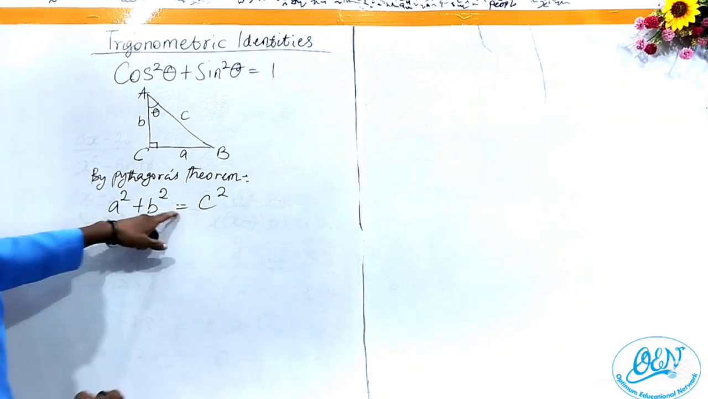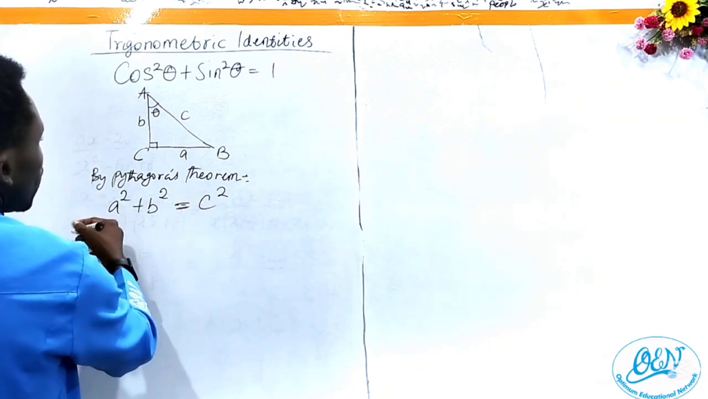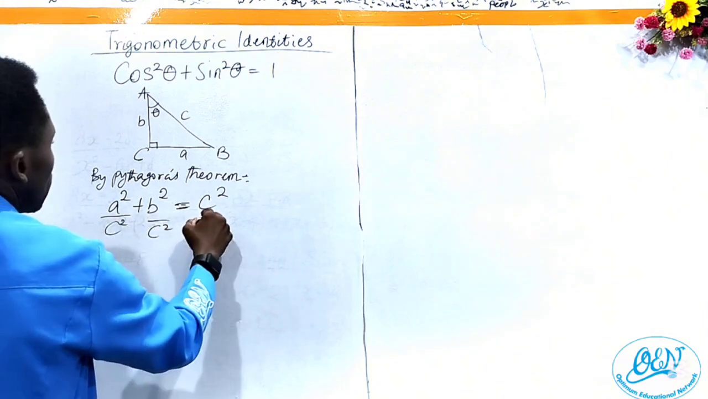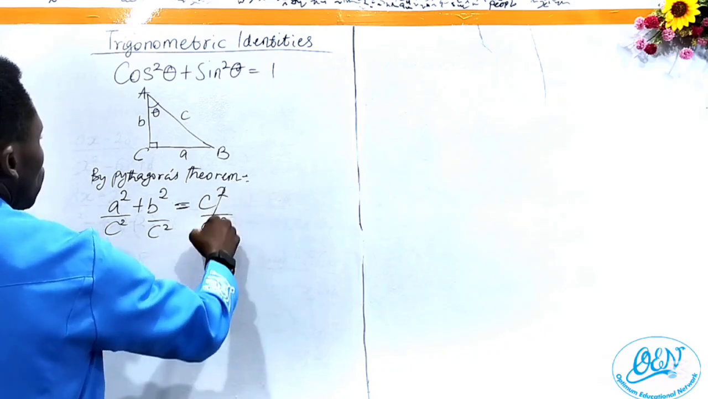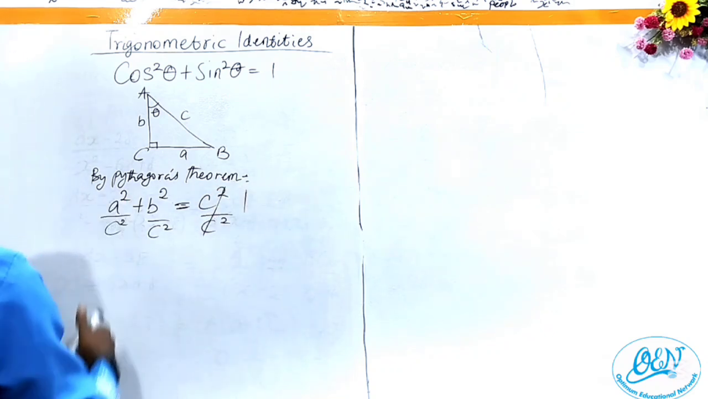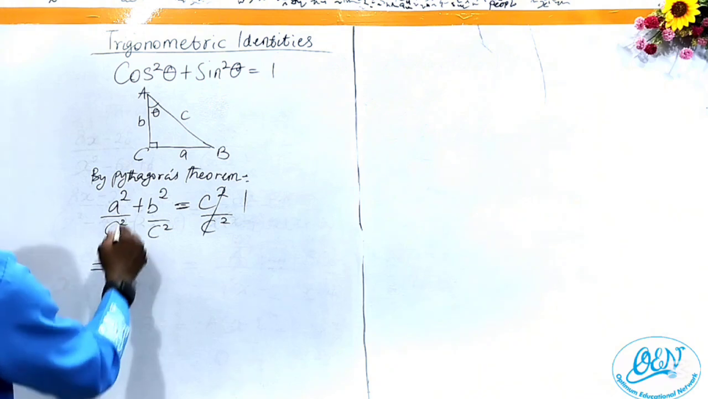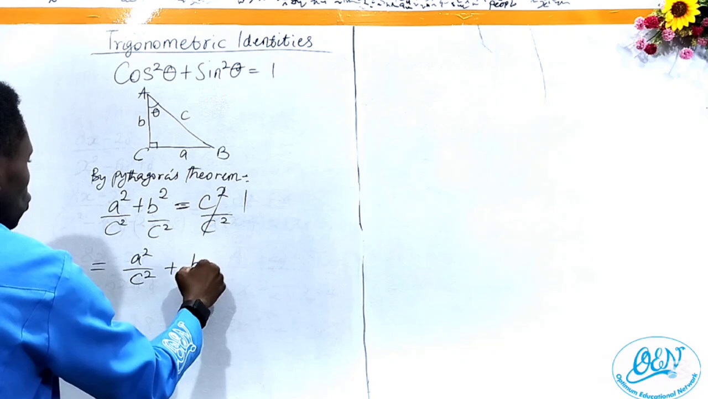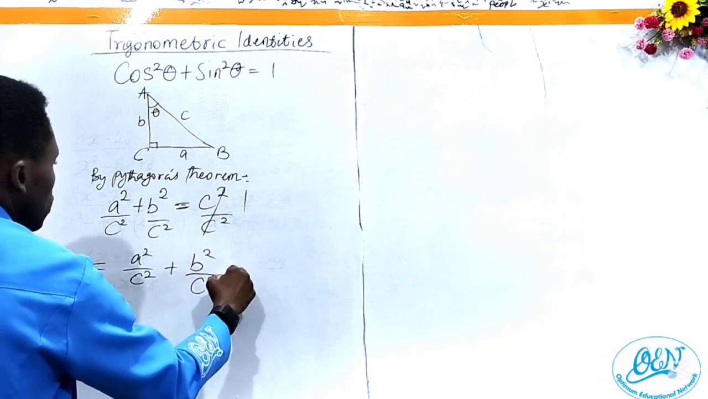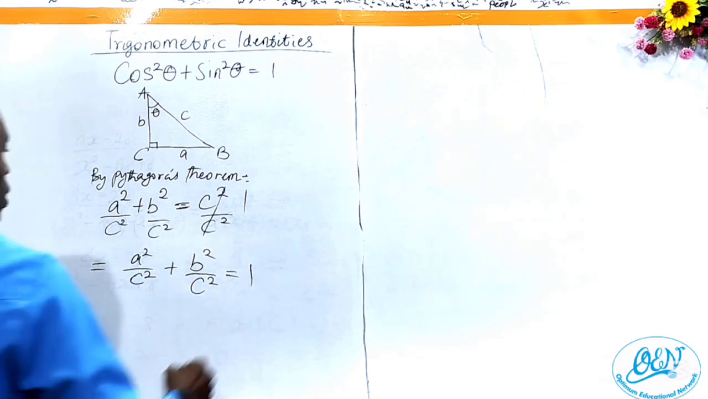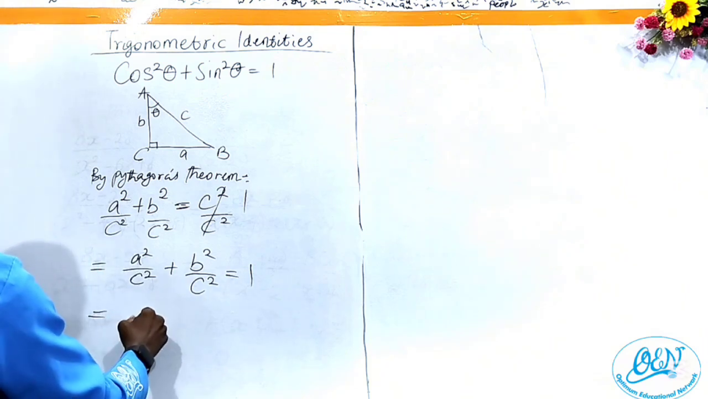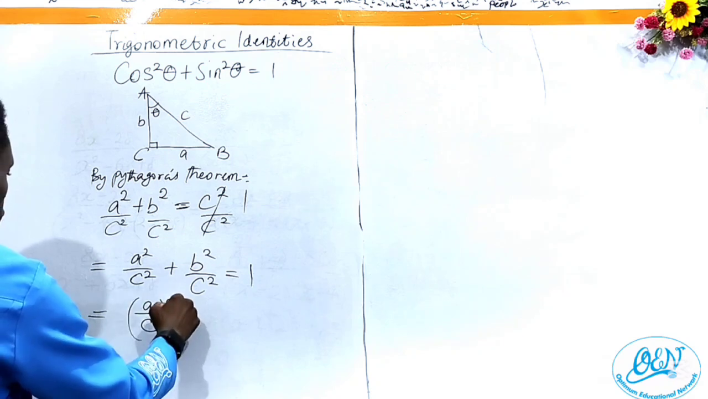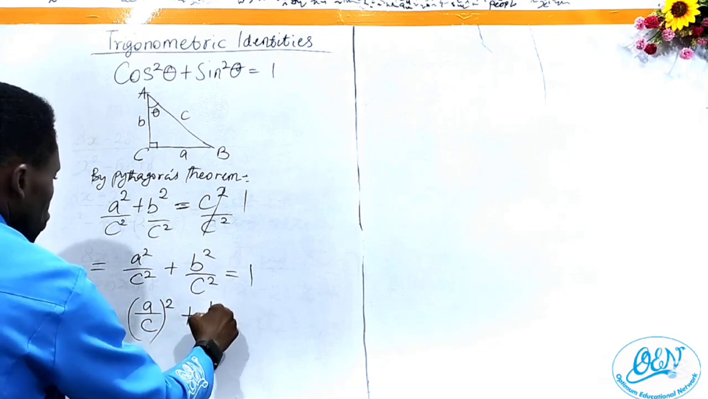So, if we have this, then we can decide to divide all through by C squared. We divide all through by C squared. But this one will give us 1. Then this will give us A squared over C squared plus B squared over C squared is equal to 1. And this is equivalent to A over C squared plus B over C squared.